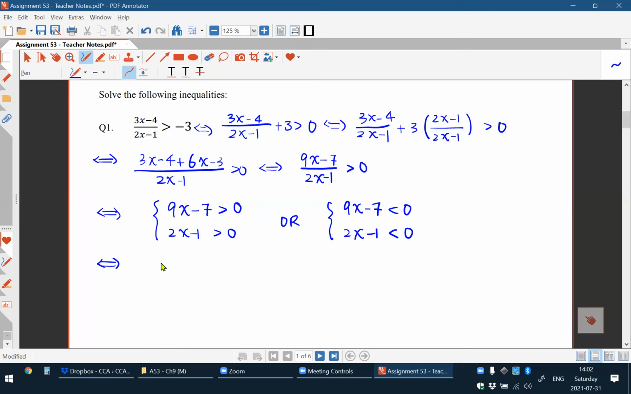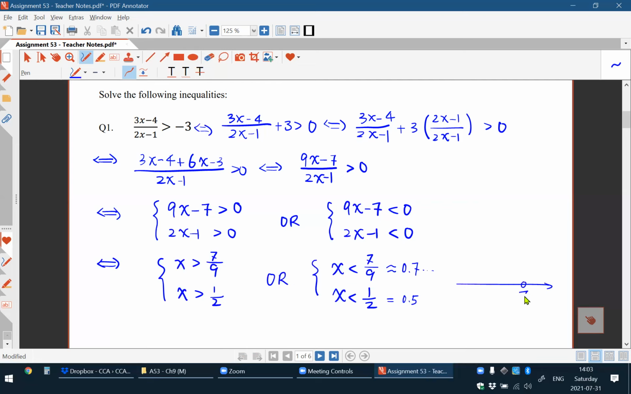Okay, first case, x is more than 7/9 and x should be more than 1/2, right? Second case, x needs to be less than 7/9 and x should be less than 1/2, right? Okay, to decide the final solution, we need to compare the two numbers here. Which one is larger? So 7/9 is about 0.7 something, right? And 1/2 is exactly 0.5.